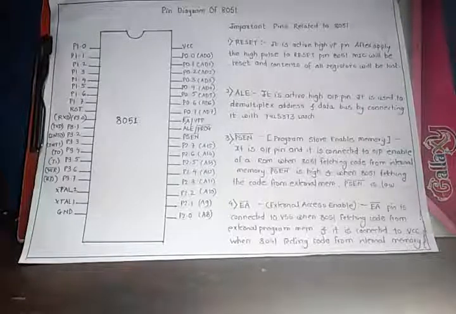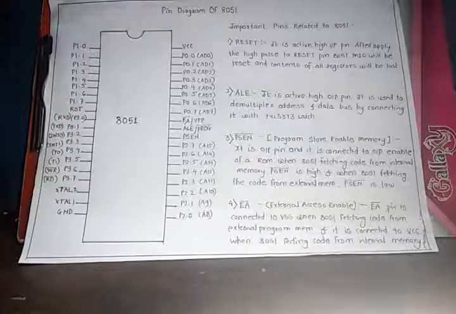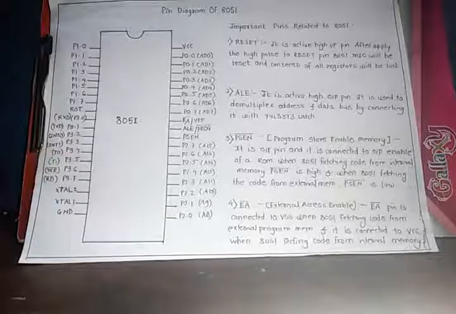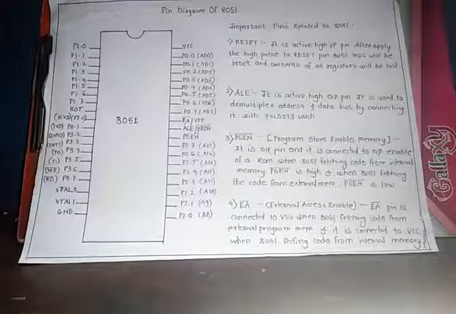Then second is ALE, that is nothing but address latch enable. It is an active high output pin. It is used to demultiplex the address and the data bus by connecting it with the 74LS373 latch.